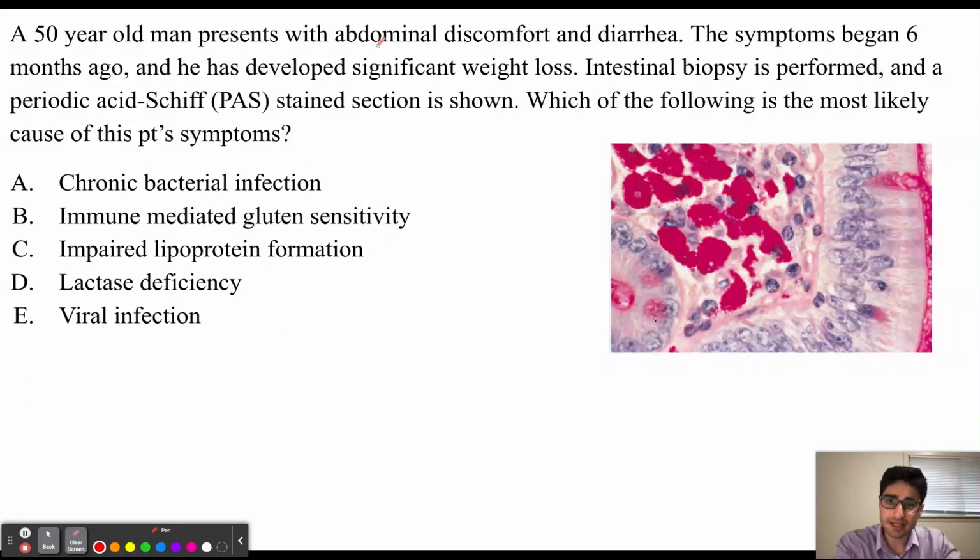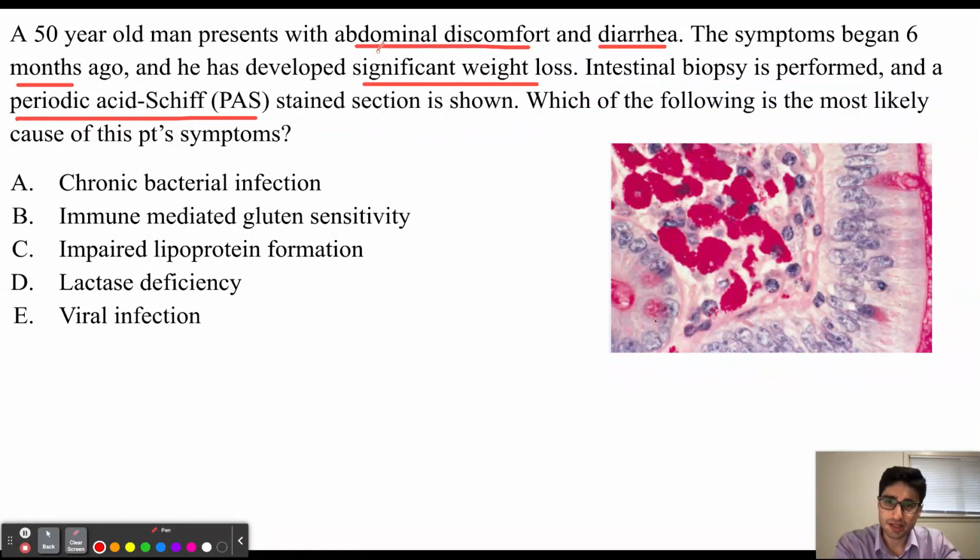A 50-year-old man presents with abdominal discomfort and diarrhea. The symptoms began 6 months ago, and he has developed significant weight loss. Intestinal biopsy is performed, and a periodic acid-Schiff stain section is shown. Which of the following is the most likely cause of this patient's symptoms?